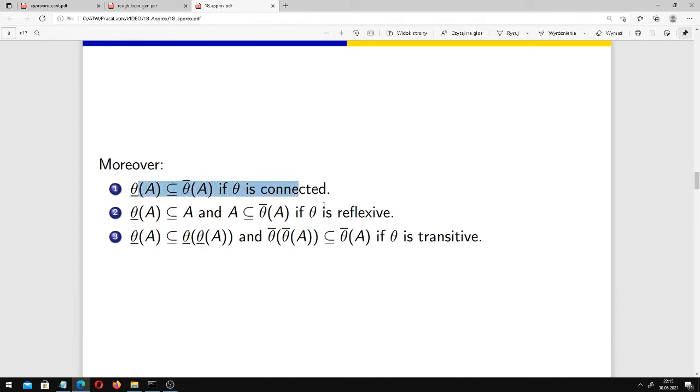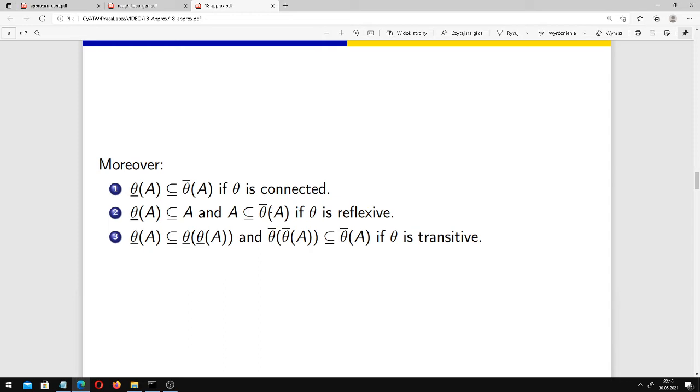Moreover, we have these properties. This one is important: the lower approximation is contained in A, and A is contained in its upper approximation, if and only if theta is reflexive. And this property is very important, and in fact, later we shall deal mostly with reflexive approximation spaces.